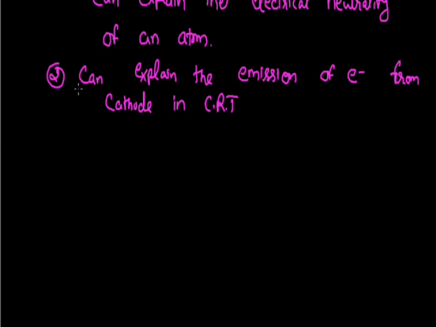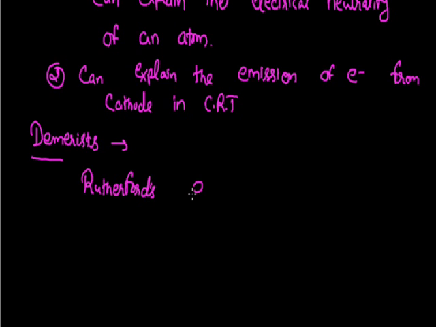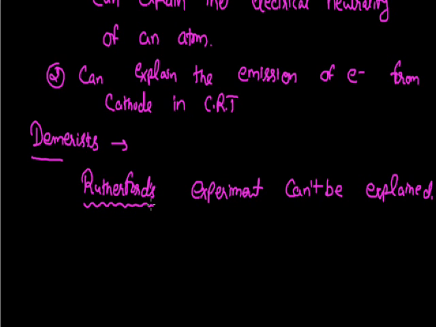Now, if we talk about the demerits or disadvantages of this Thomson atomic model, the very first and major demerit, which was the reason for discarding this model, is that this model cannot explain the results of Rutherford's experiment. And this demerit is responsible for our discarding Thomson's atomic model, and the new atomic model proposed by Rutherford is known as Rutherford's atomic model.